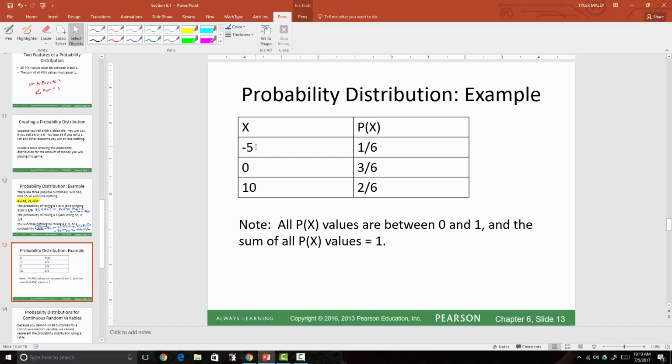So the probability of losing $5 is 1 out of 6. The probability of winning or losing nothing is 3 out of 6, and the probability of winning $10 is 2 out of 6. So note that all of my p of x values are between 0 and 1, which is good. And the sum of all the p of x values is 1: 1/6 plus 3/6 plus 2/6 is 6/6, or 1. So all these added up give me 1, and they're all in between 0 and 1. So thus we have a probability distribution.